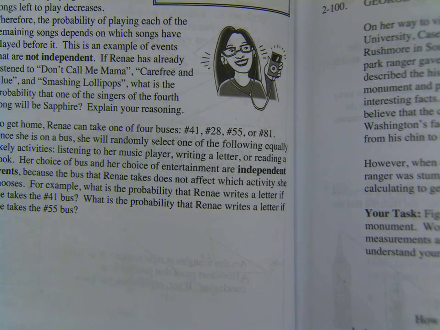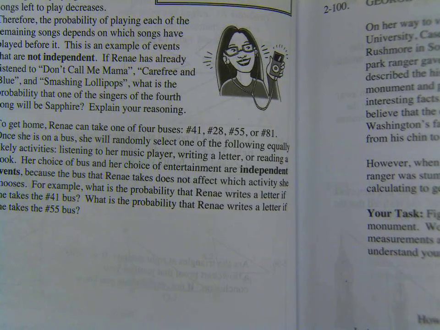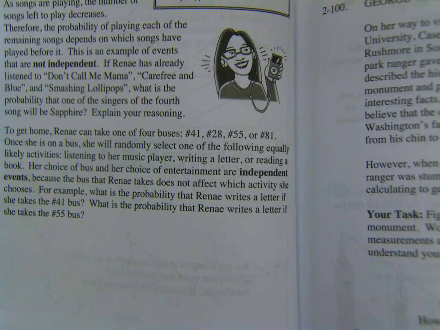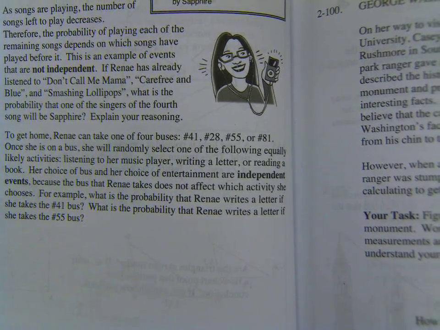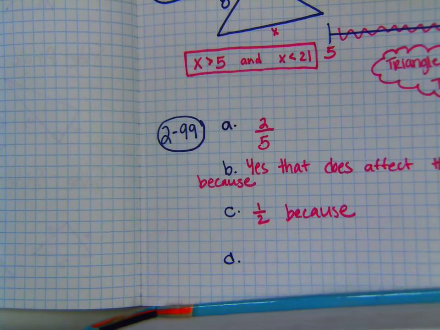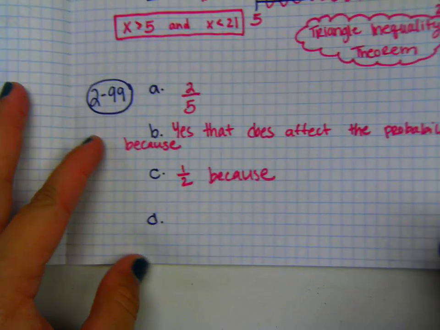For example, what is the probability that Renee writes a letter if she takes the number 41 bus? What is the probability that Renee writes a letter if she takes the number 55 bus? Okay, so when you have events that are independent, you multiply their probabilities. So let's go with that first one. What is the probability that Renee writes a letter if she takes the number 41 bus?